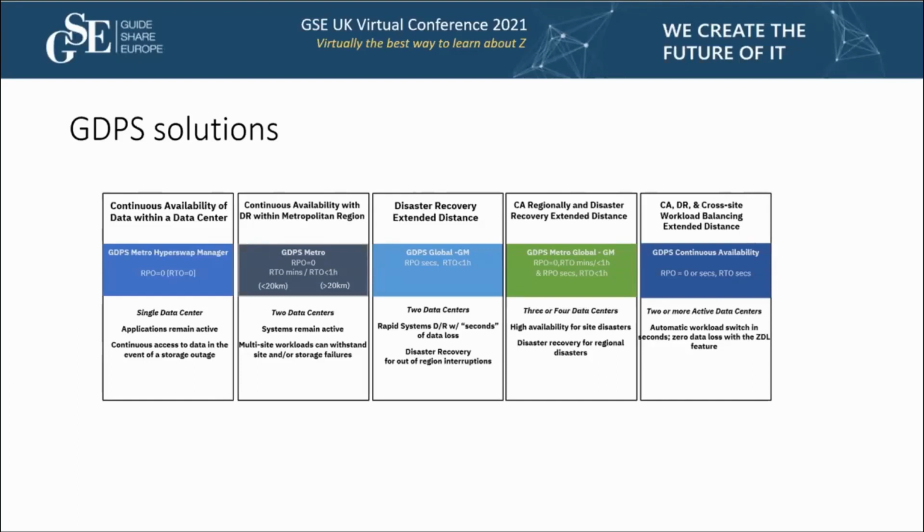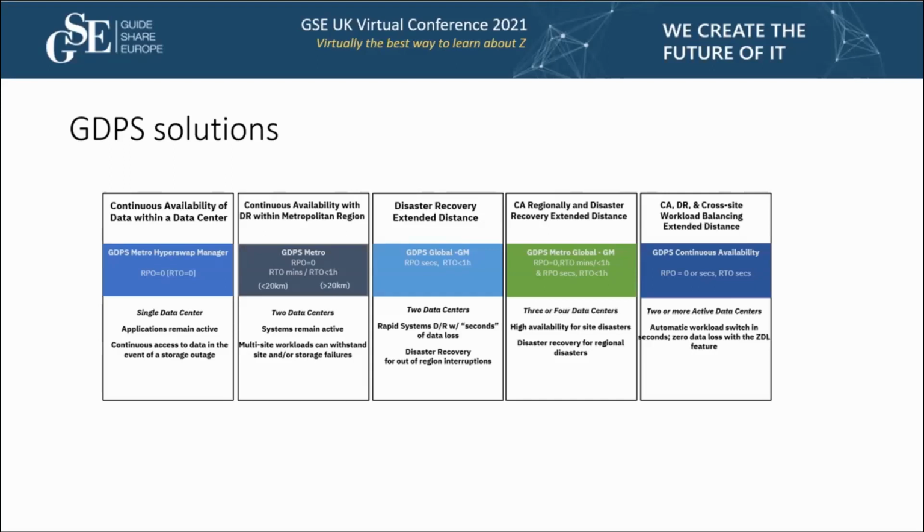Now, if we look at the solution for extended distance, GDPS Global is a disaster recovery solution intended for data centers separated by an unlimited distance. Because of the distance, this solution does not rely on synchronous replication, but instead on asynchronous replication, making the RPO a little bit higher than GDPS Metro. So the intent is to provide automated disaster recovery procedures in order to restart operations on the disaster recovery site in case of an incident on the production site.